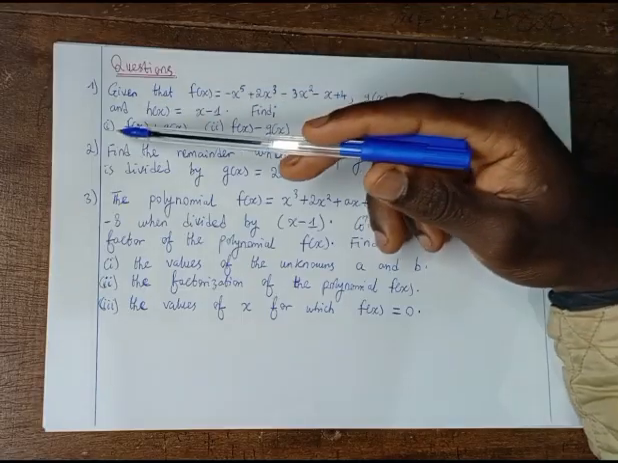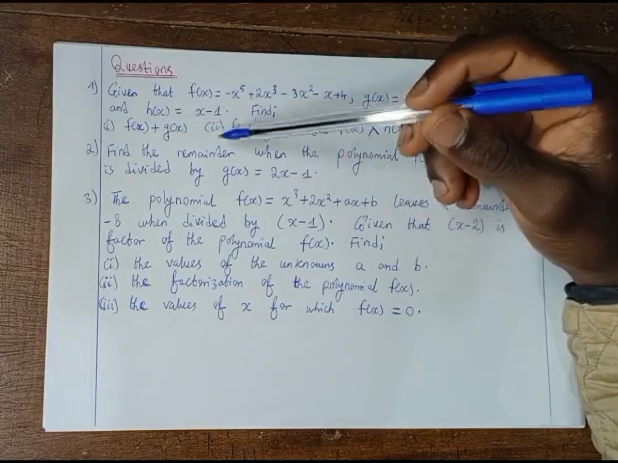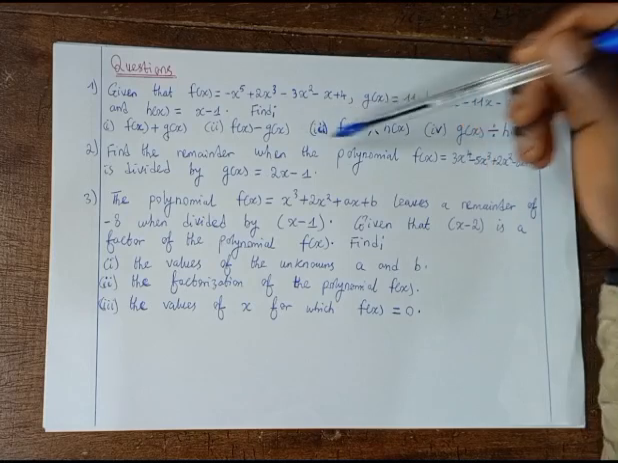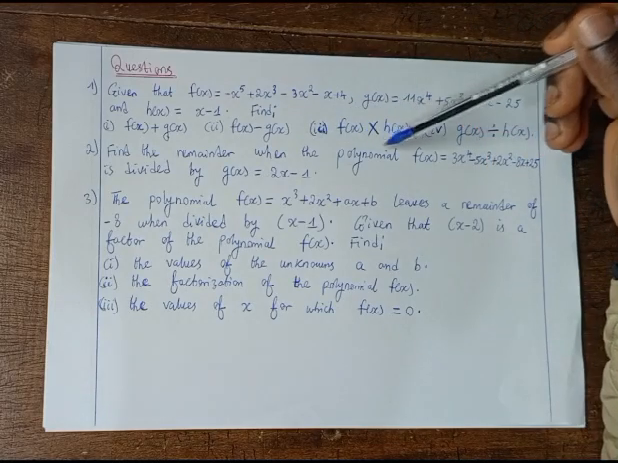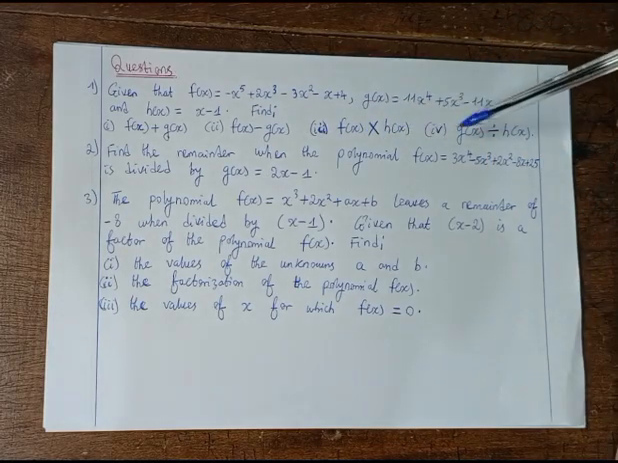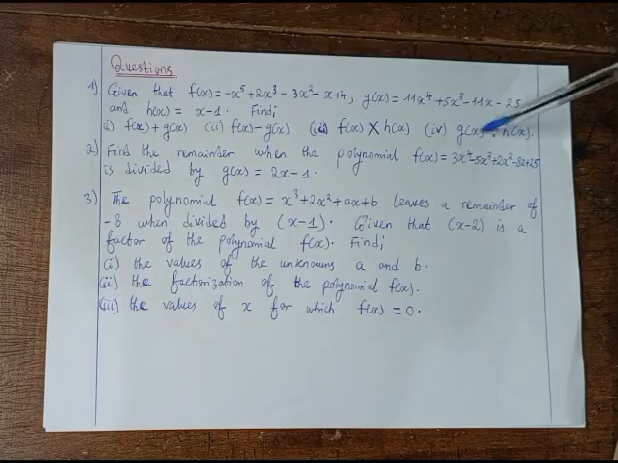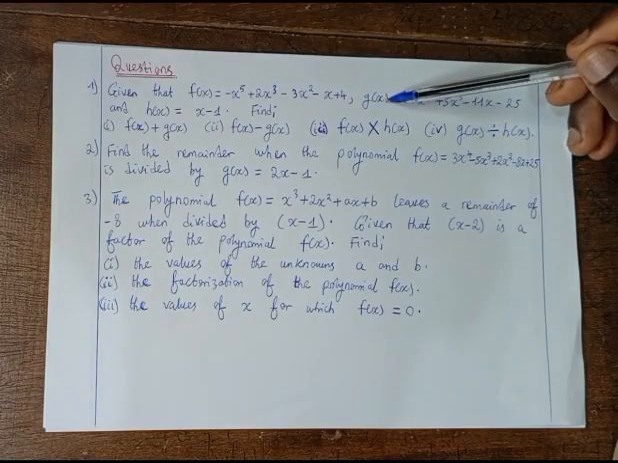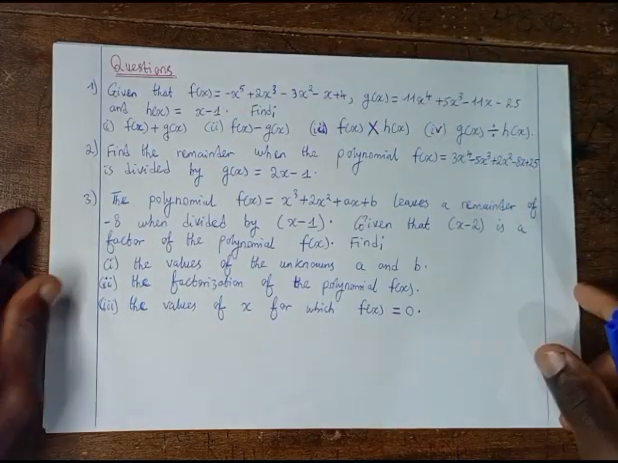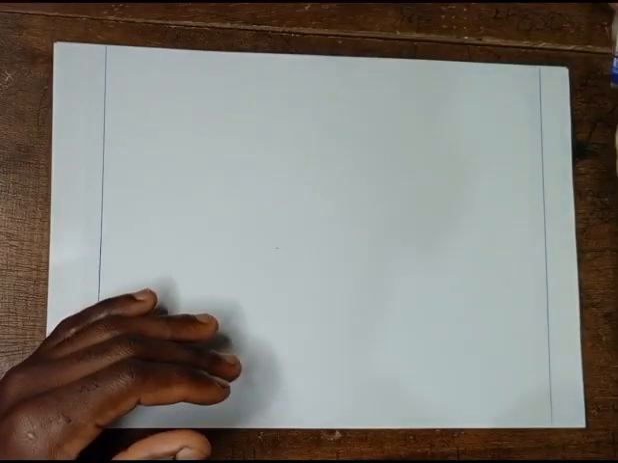We are to find (i) f of x plus g of x, (ii) f of x minus g of x, (iii) f of x times h of x, (iv) we have to find g of x divided by h of x. Let's take the solution.